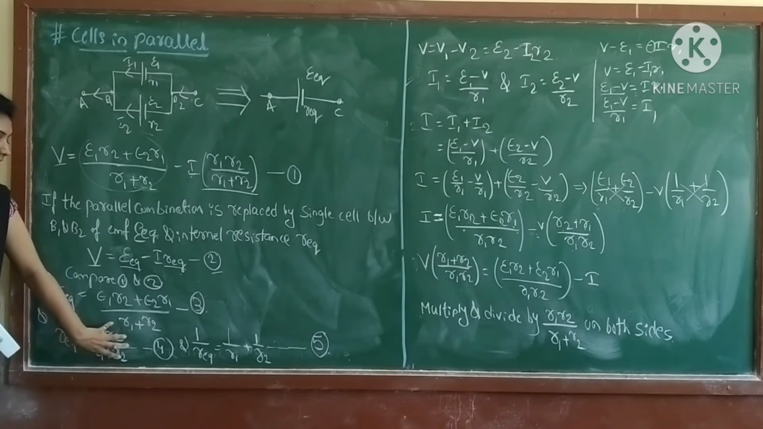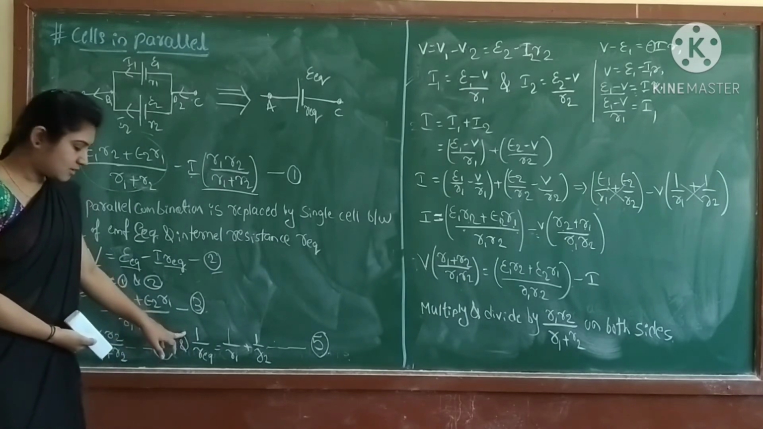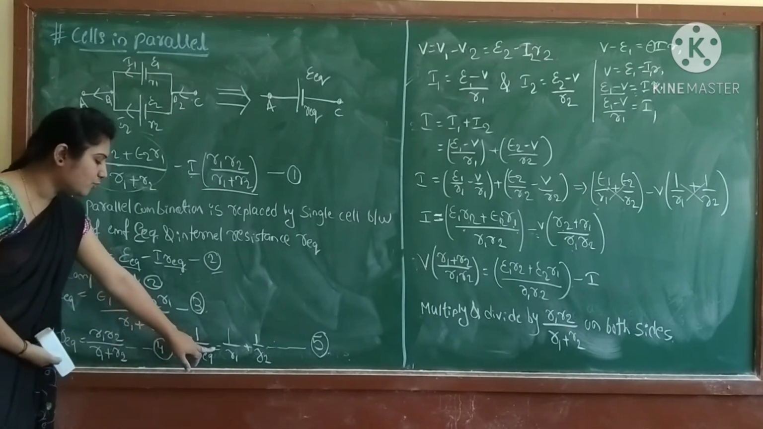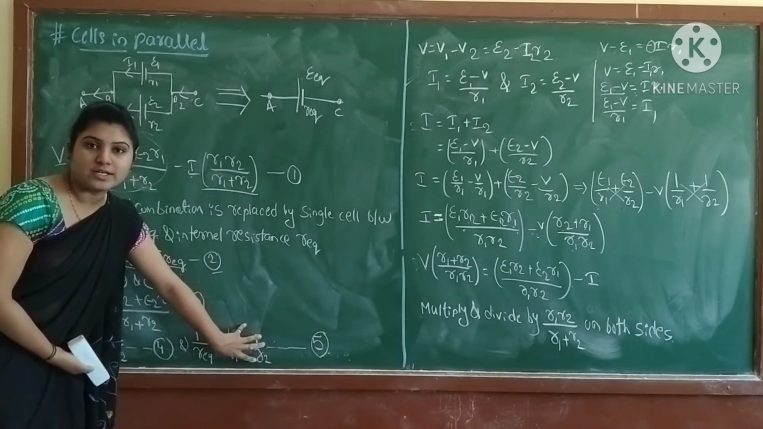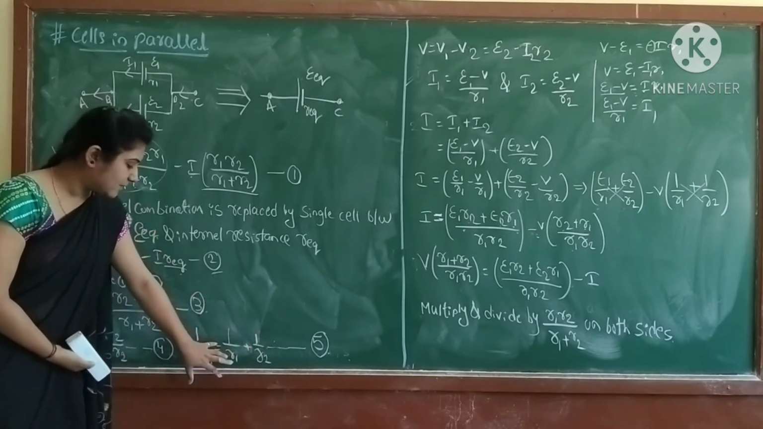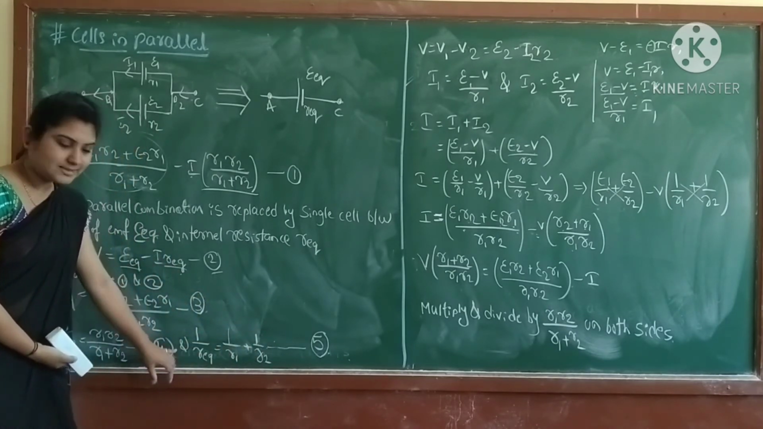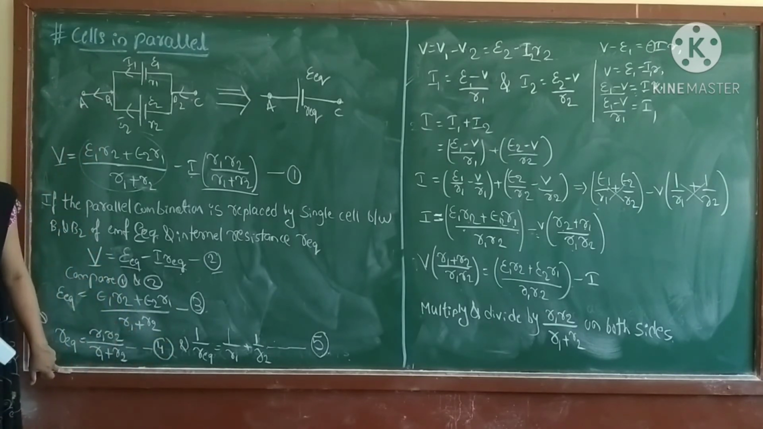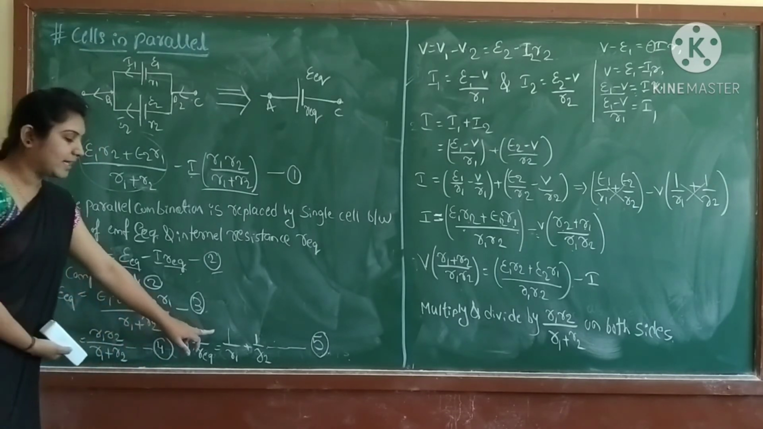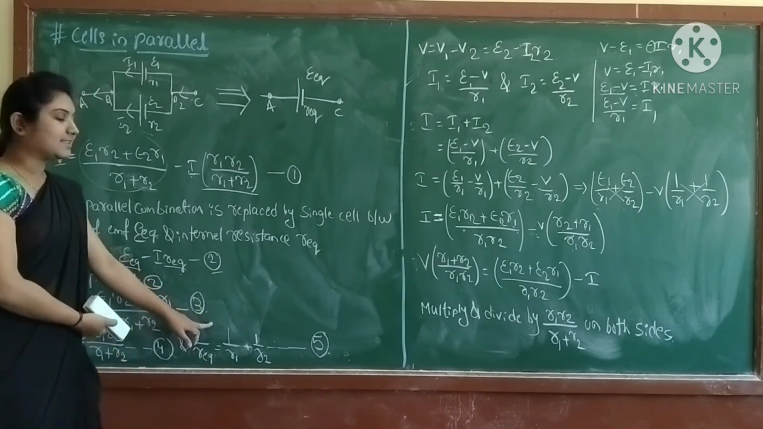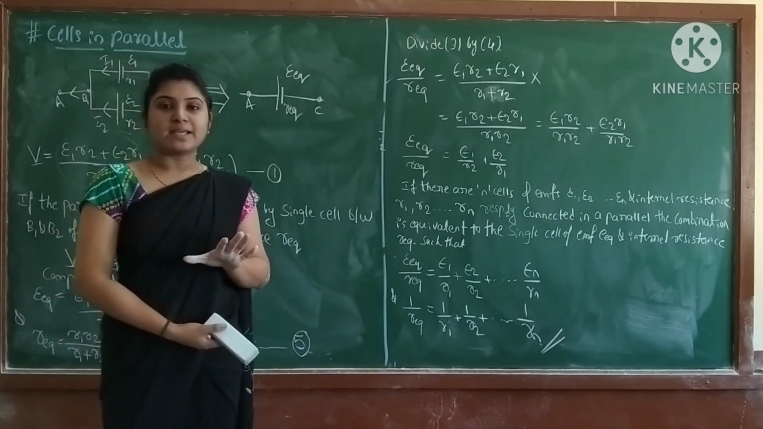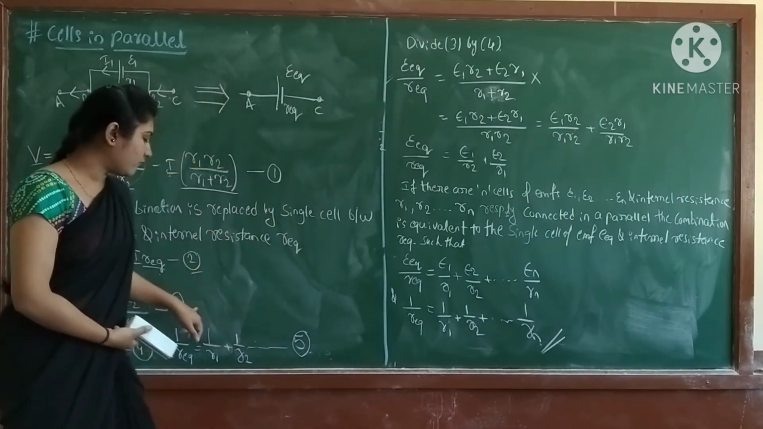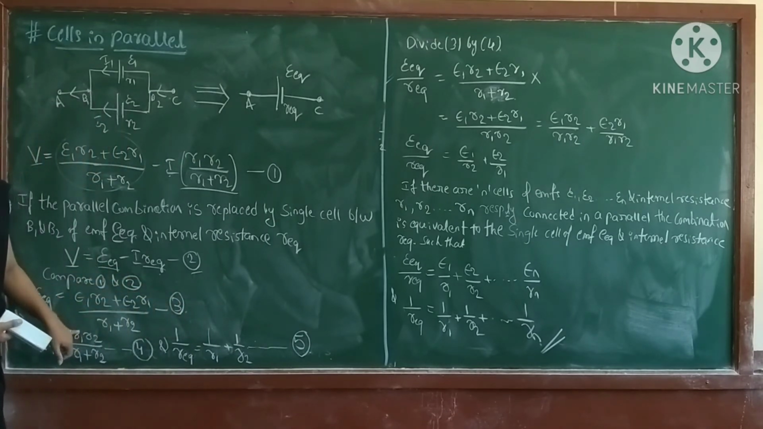So I can write this like this: 1 by R equivalent is equal to R2 plus R1 divided by R1 into R2. Again, you take the cross multiplication and it becomes the R equivalent. Just compare both the equations. Take this as the fourth equation and that as the fifth equation. Then divide the third equation by the fourth equation. The third equation is the E equivalent and the fourth equation is the R equivalent.